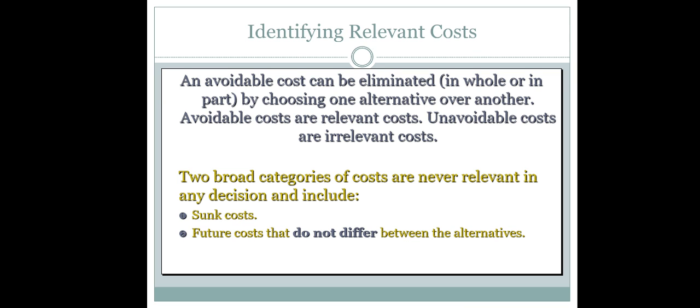Because today, when you want to make a decision whether to sell the motorcycle, use the motorcycle, or trade in the motorcycle, the $6,000 that you paid in the past will not change, and so this cost has no effect on your decision making process.